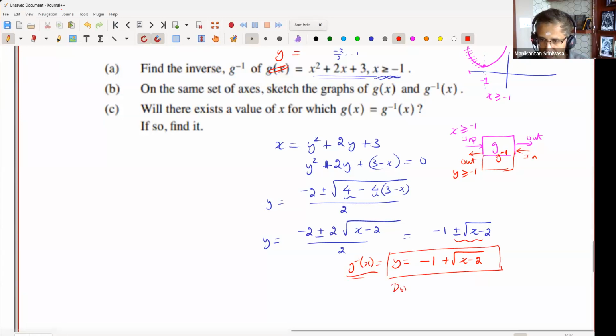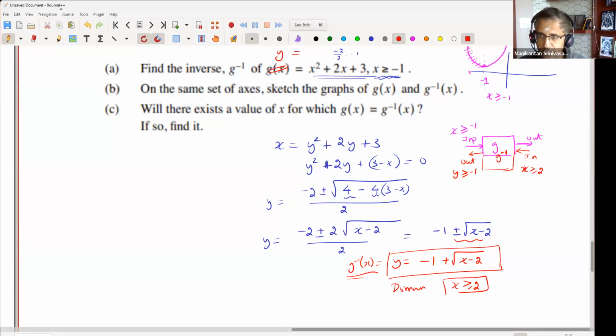The domain for G inverse, we can clearly see that X is greater than or equal to 2. That's the domain. Now, I'll put it here. Now let's verify whether the range for the original G was also that. He has not asked us that, but let's see what range we get.